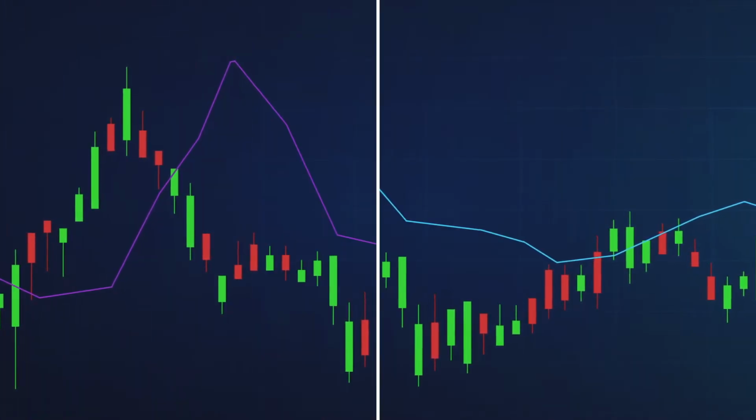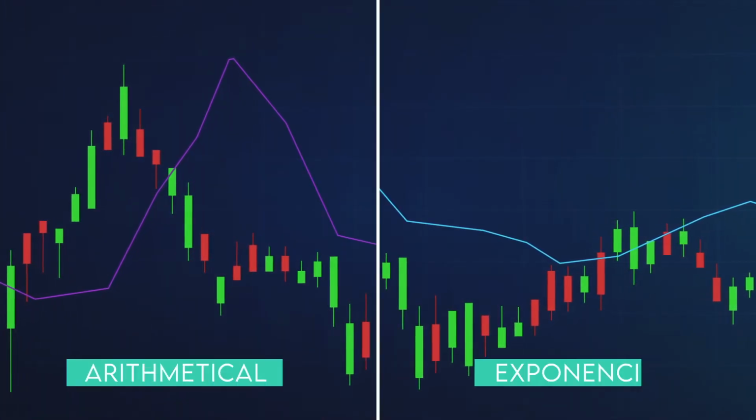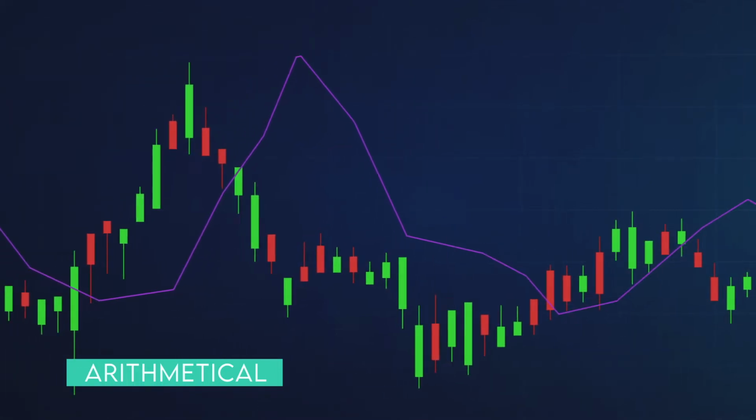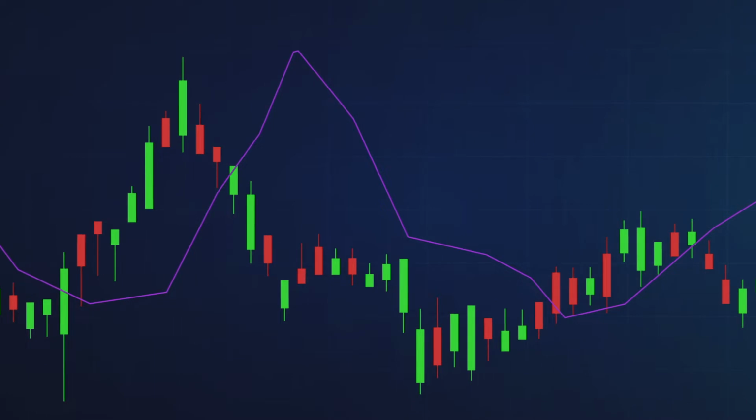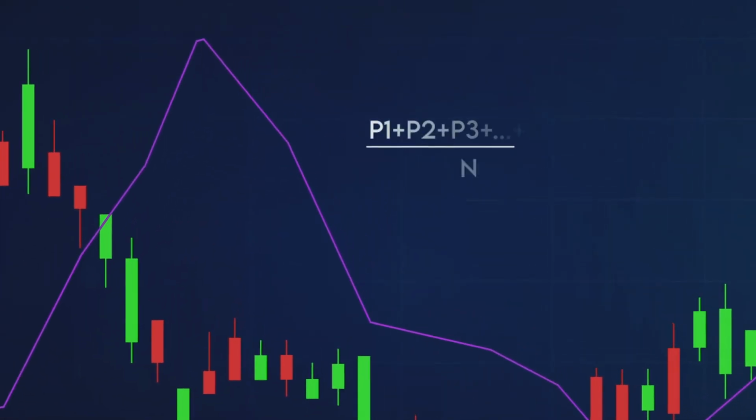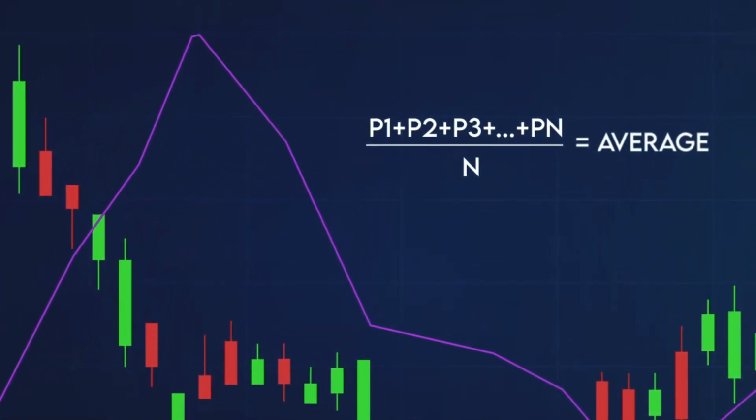Okay. Now that you've understood how averages work and that they can be considered supports and resistances, which averages should you use? Basically, we have two types of moving averages, the arithmetical and the exponential one. The arithmetical is the simple one. It is calculated exactly the way we have just explained, adding up the closing prices and dividing the sum according to your average time frame.